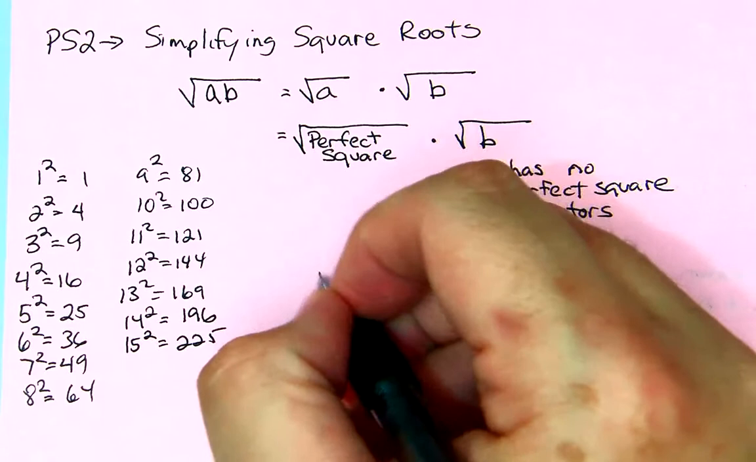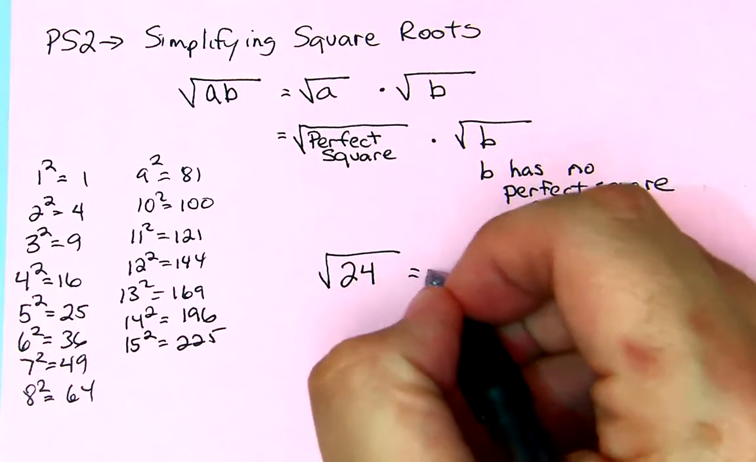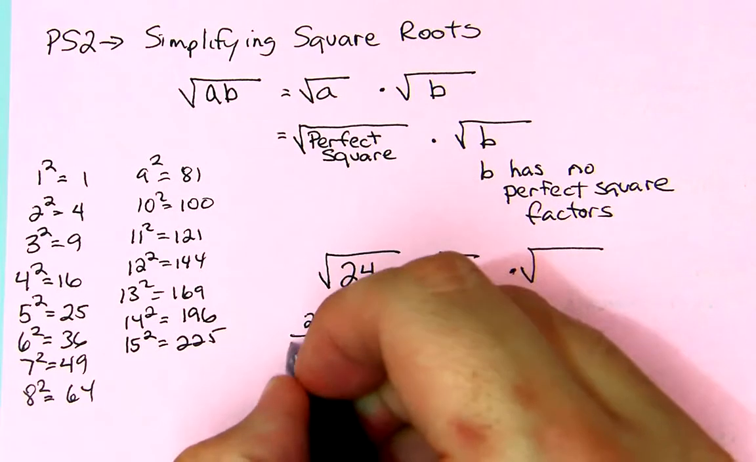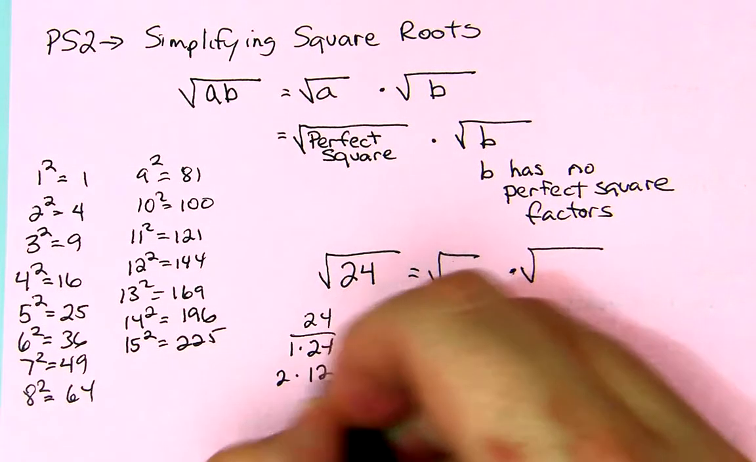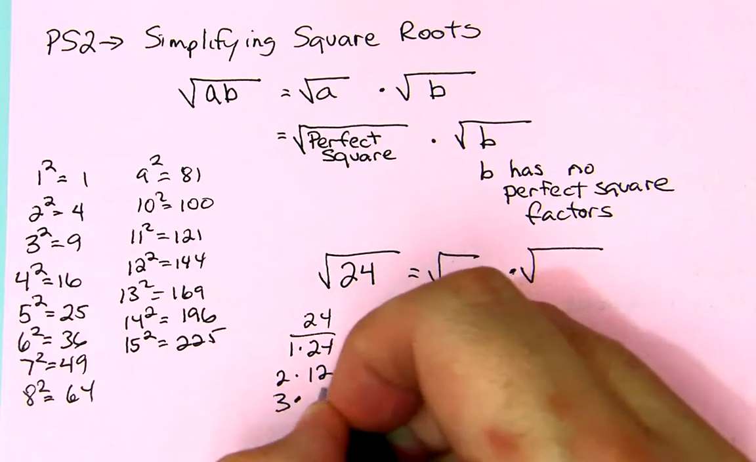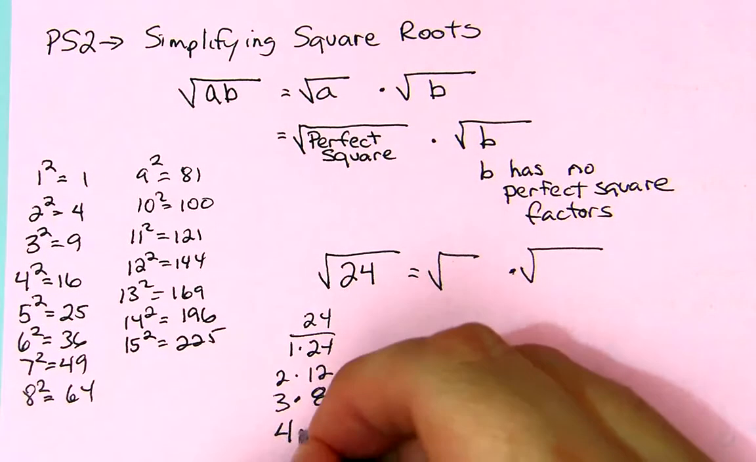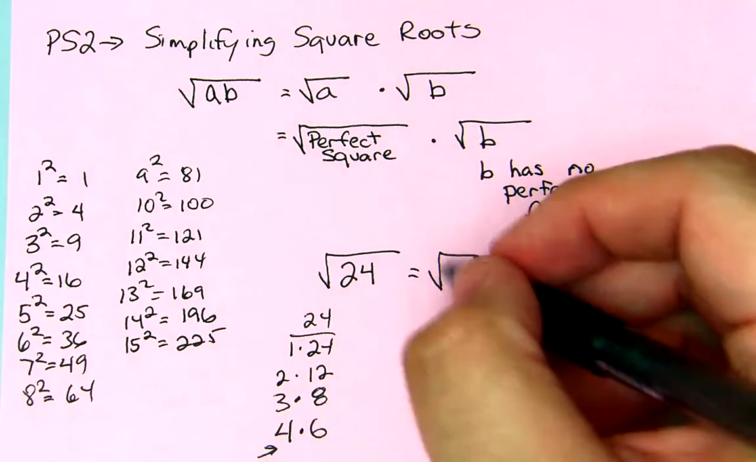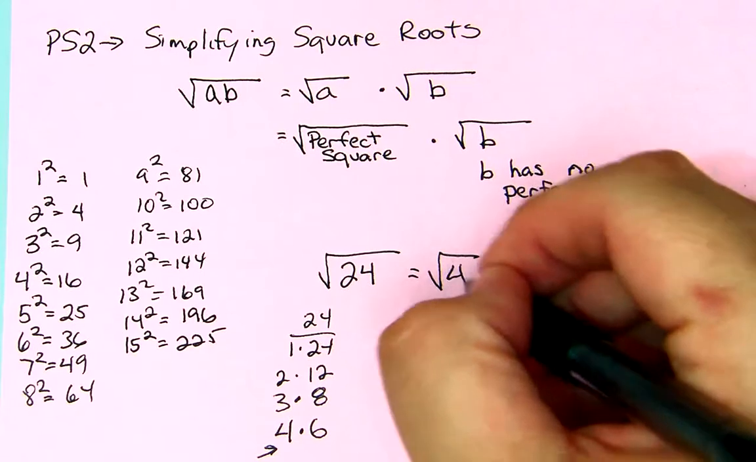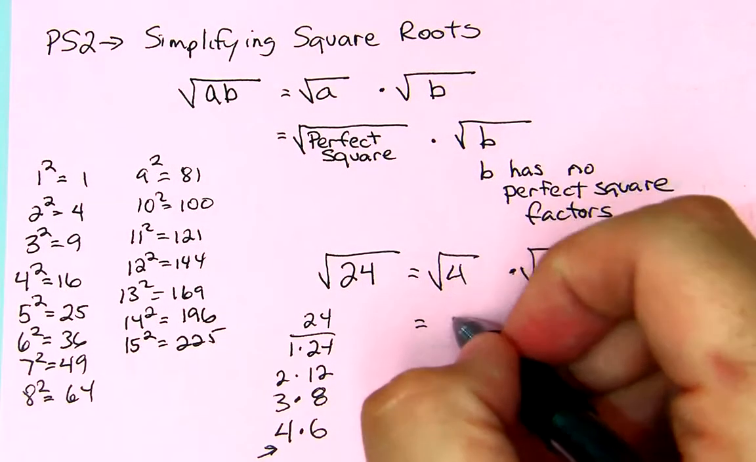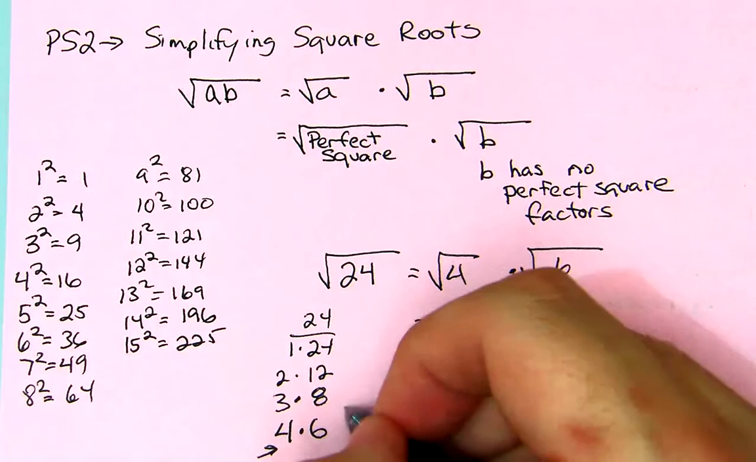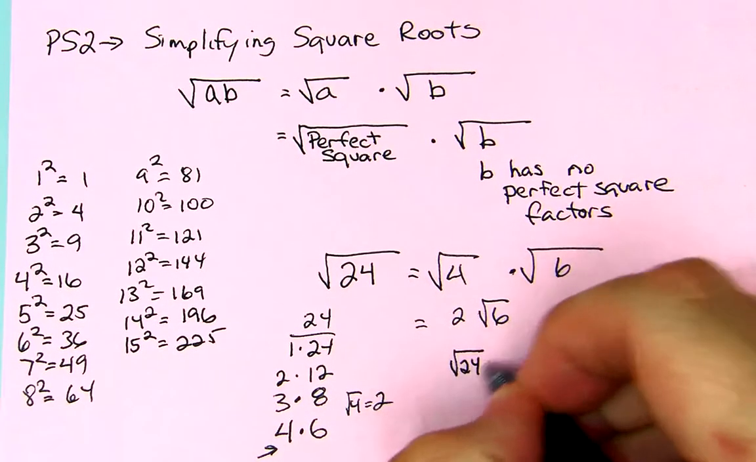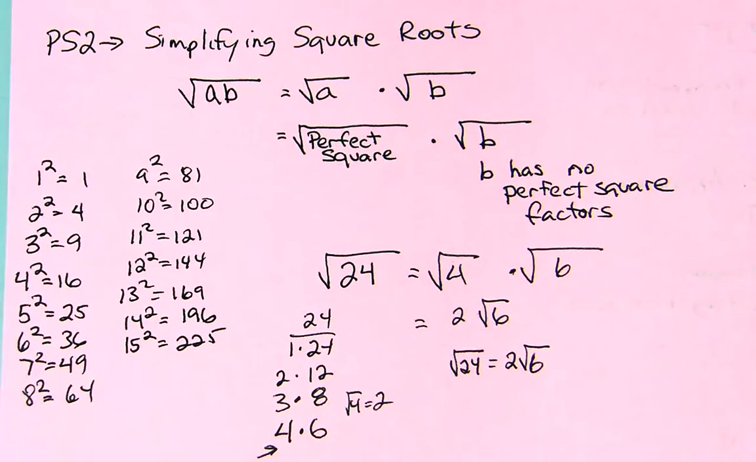Now, the idea is this. Say you had the square root of 24. I want to break this down into 2 square roots. And I say, alright, 24, in my head, that's 1 times 24, 2 times 12, no perfect squares. 3 times 8, no perfect squares. 4 times 6, hey, there's a perfect square. Is there any perfect squares in here? No, I don't think so. That's 2 times 3. So it's 4 times 6. This is my perfect square. That's 2, because the square root of 4 is equal to 2, times the square root of 6. So the square root of 24 is equal to 2 times the square root of 6.